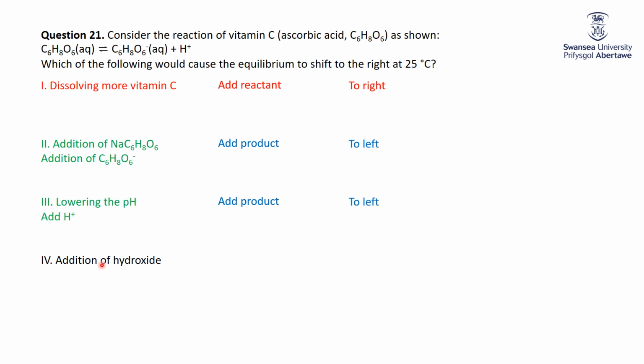And then finally, adding hydroxide. Well, if we add hydroxide, that will neutralize the H+. So that's like we're removing a product. And in any equilibrium, when we remove a product, the equilibrium will go to the right. So therefore 1 and 4 send it to the right, 2 and 3 send it to the left.